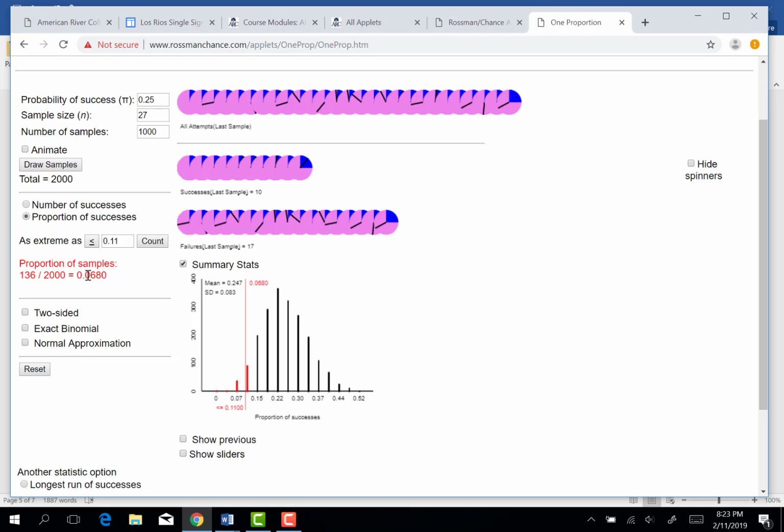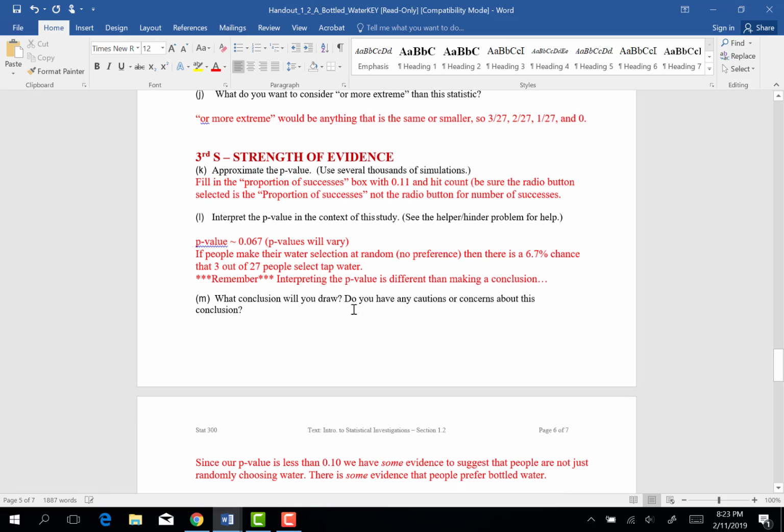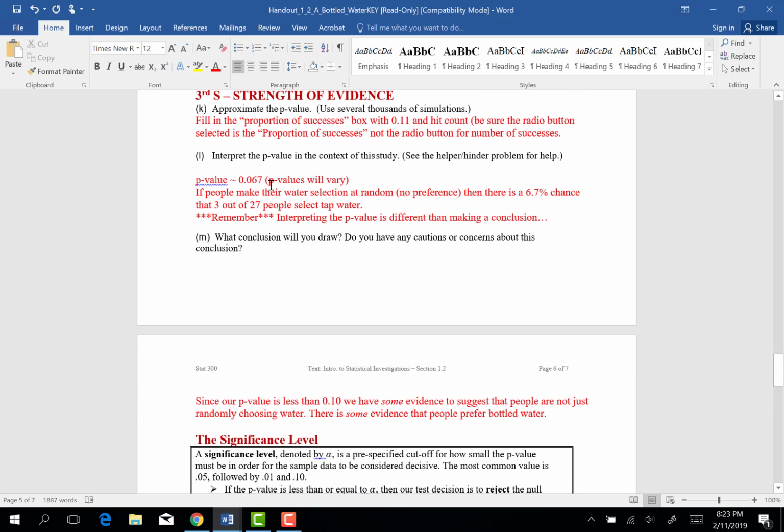So that's my p-value, 0.0680 appears to be the p-value. I may have gotten something different while I did it here, but it's very similar. P-values will vary, but you should be very close to 0.067, 0.07, somewhere around there. So if people make their water selection at random, right, they're guessing or there's no preference, then there is a 6.7% chance that 3 out of 27 people select tap water.